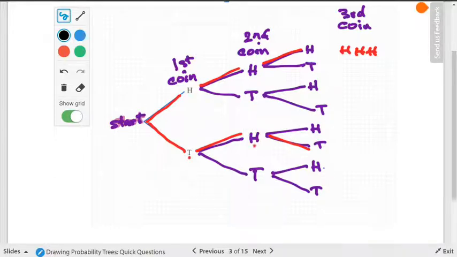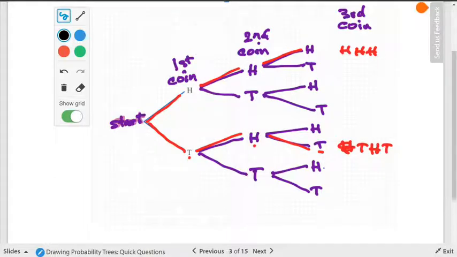So if we're going to follow this trail, what's the trail going? Tails, heads, tails. There you go. So that one would be, I just wrote it down, tails, heads, tails. And the order does matter. Okay? So you can just follow along.